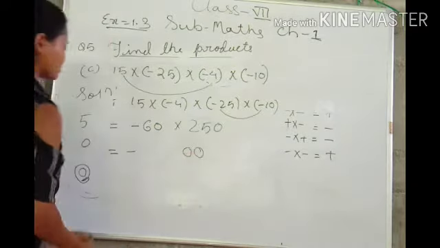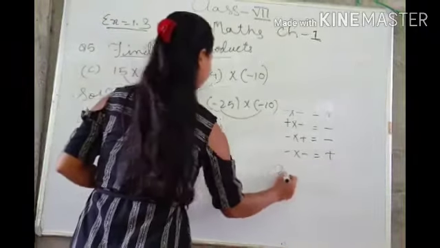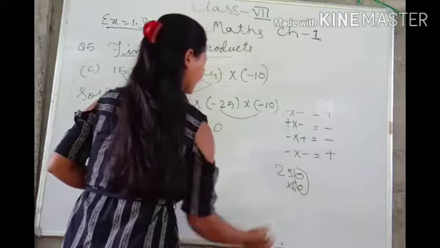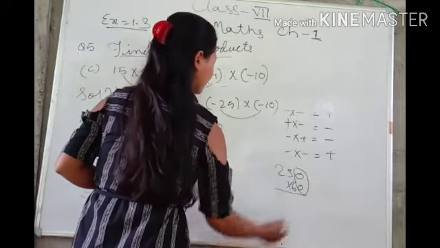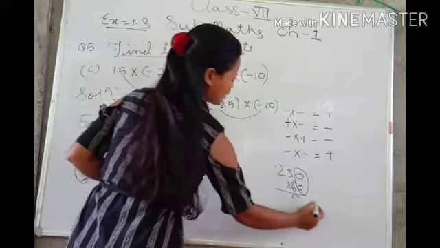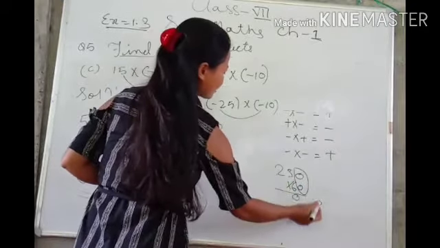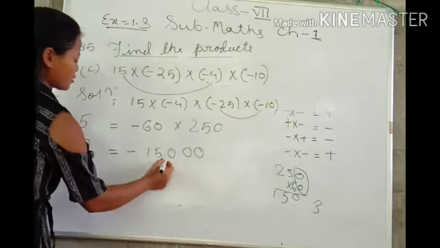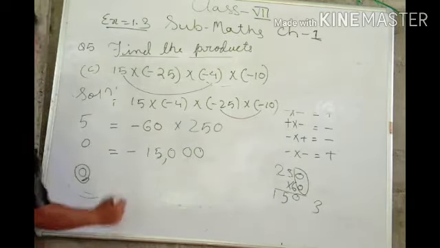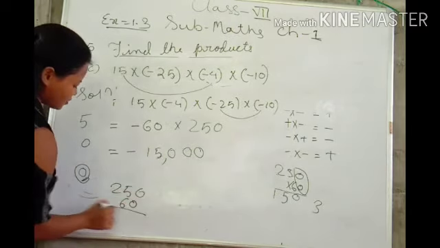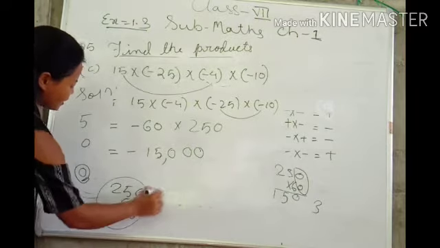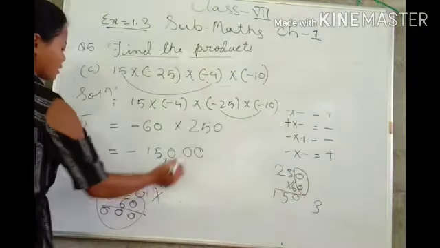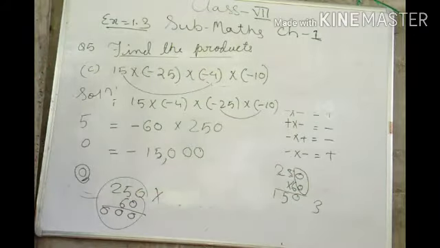How many zeros are there? 2 zeros, and one more zero, and you have to multiply with 60. Now you can skip these zeros and just multiply 25 into 6. 6 fives are 30, 3 carried. 6 twos are 12, plus 3 is 15. You write 150 and add 2 zeros. In this way you can multiply, but there is no need to write 250 into 60 with all those zeros. You can just skip the 2 zeros, multiply 25 into 6 to get 150, and then add 2 zeros. So the answer is minus 15,000.